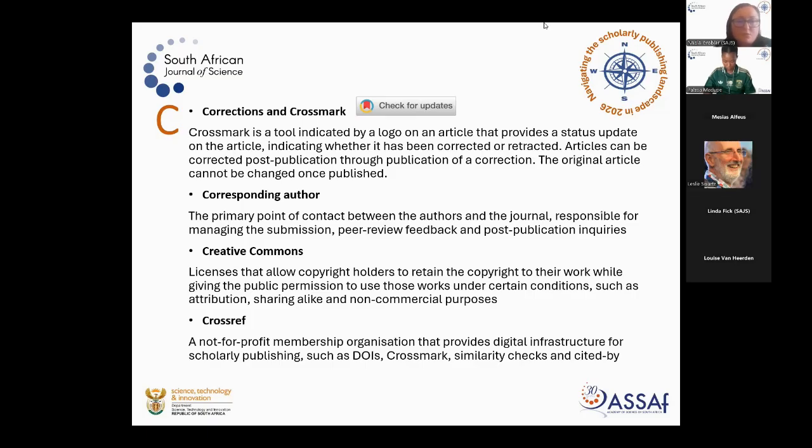The corresponding author is the primary point of contact between the authors and the journal, and is responsible for managing the submission and peer review, and also any post-publication inquiries.